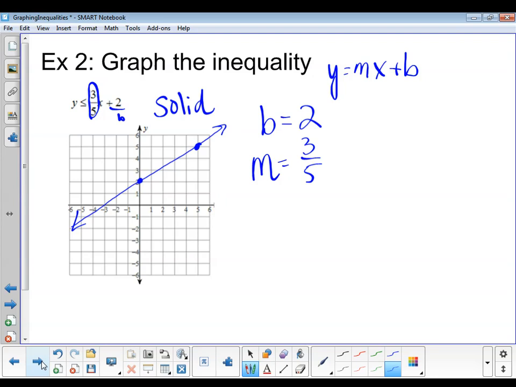Now this inequality is less than or equal to. Less than means we shade below. So rather than shading, if I number these sides as 1 and 2, side 1 would be considered the upper side of the line. Side 2 would be your lower side of the line. So side 2 is where we are going to shade.